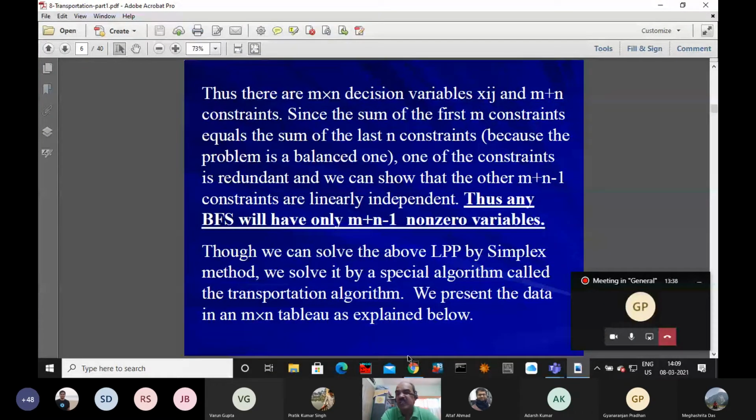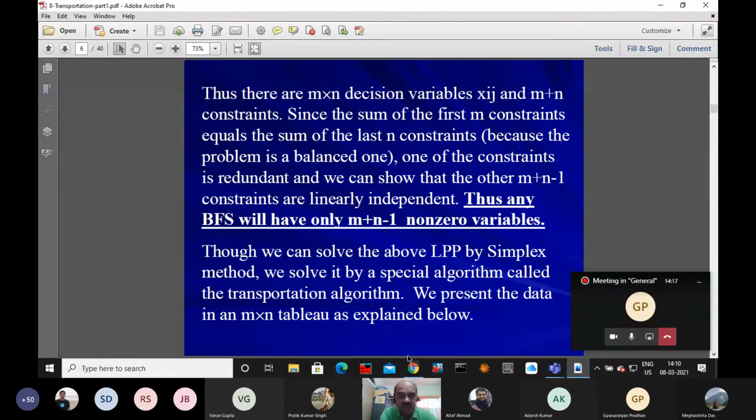Though we can solve this transportation problem as a standard linear programming problem by the simplex method, we will not do so. We solve it by a special algorithm called the transportation algorithm, very similar to the simplex method. We present the mathematical model of the transportation problem in a tabular manner, in this way.